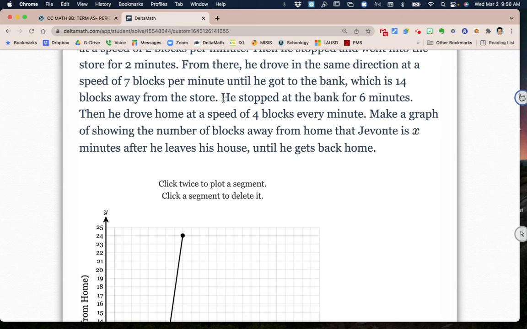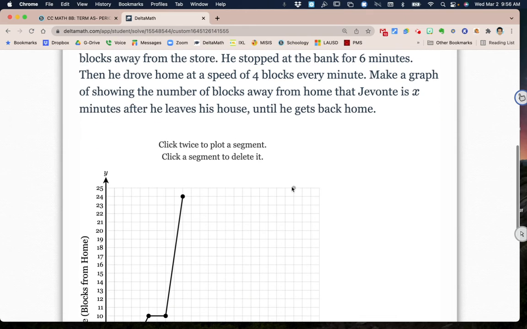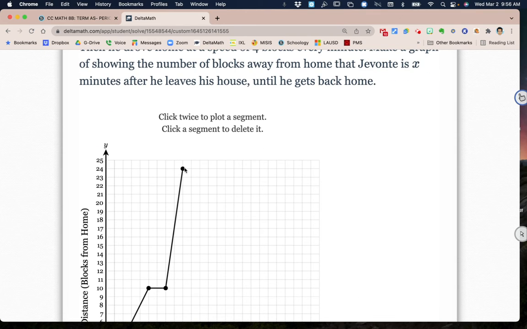So he's at the store. He stopped at the bank, or he went from the store to the bank. He stopped at the bank for 6 minutes. So what do we do for 6 minutes? Stay steady for 6 minutes. Yeah. So let's just count it over 6 minutes. 1, 2, 3, 4, 5, 6. So he stayed that long for 6 minutes.